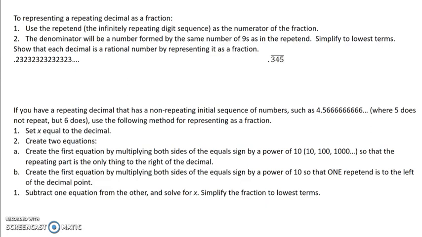Then we're going to create the second equation. Sorry about that, the slide should say second equation. We're going to create the second equation by multiplying both sides of the equal sign by a power of 10 so that one repetend, or one repeating sequence, is to the left of the decimal point. Then we're going to subtract one equation from the other and solve for x. Then we'll get a fraction, and we're going to simplify that fraction to lowest terms.